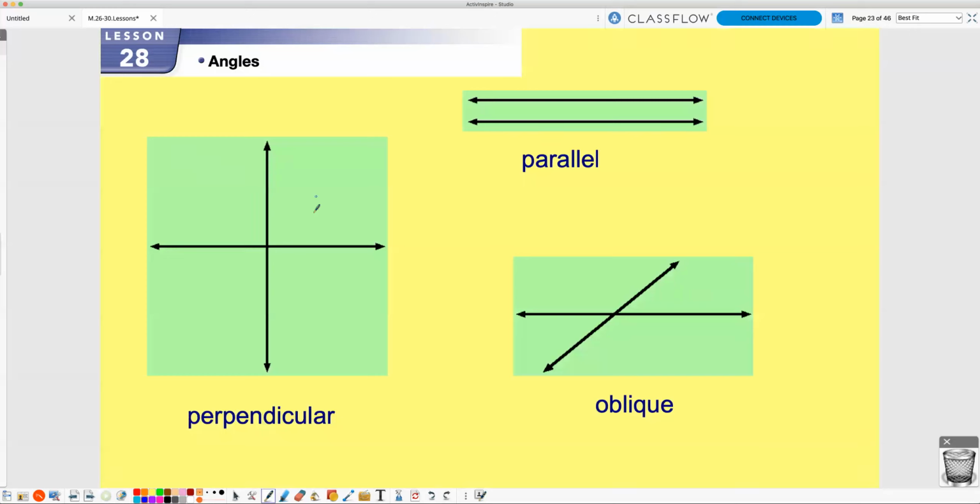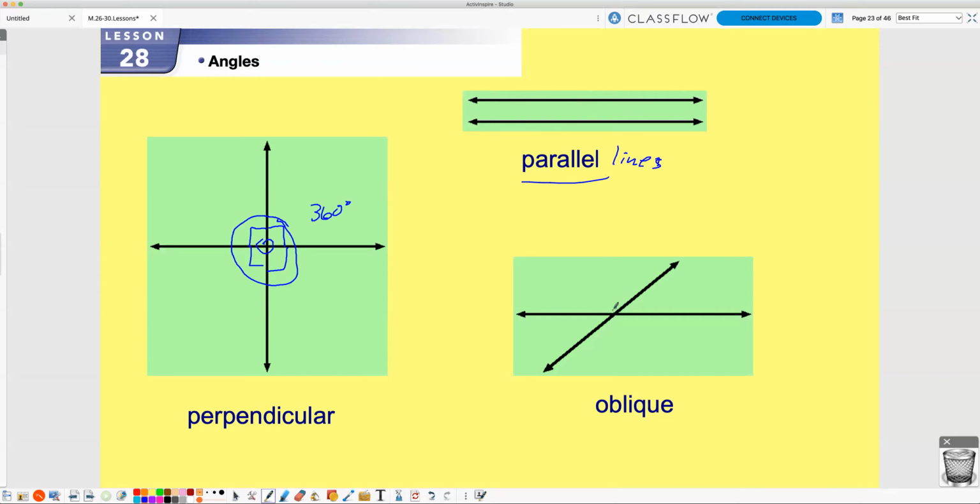All right, so just in review, these two lines intersect. You can tell at this vertex, they form a 90-degree angle. So all those angles in this case are 90 degrees. And if we were to add up all those angles together, it would add up to 360 degrees. These lines never intersect, so they are considered parallel lines.